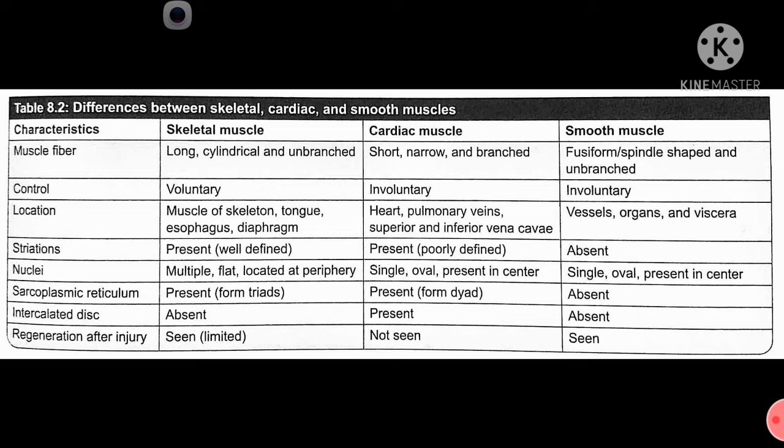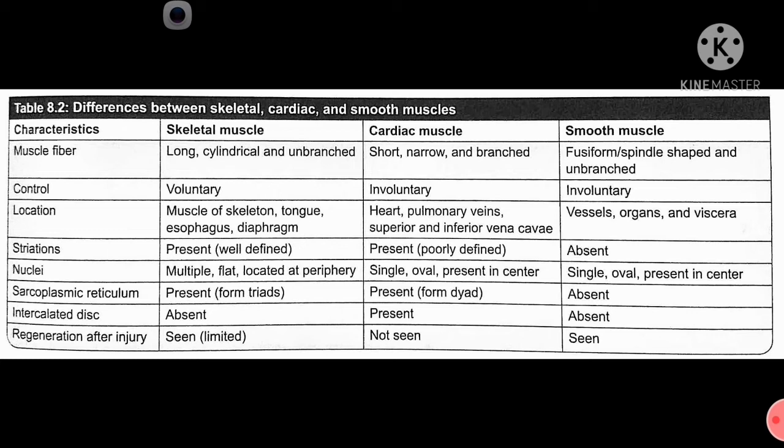So about their location. The skeletal muscle is present in the skeleton, tongue, esophagus and diaphragm. And in case of cardiac muscle, the location is the heart, pulmonary vein and superior and inferior vena cava. And in case of smooth muscle, the smooth muscle is present in vessels, organs and viscera.